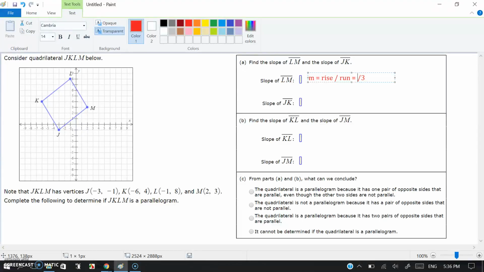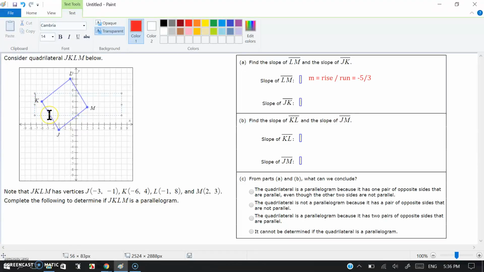So what's my rise? My rise is going to be negative because I'm going down. From point L to point M, I'm going down. So my rise will be negative. But how much am I going down? If you count it, you'll get 5. So that's my slope for my LM. My slope is -5 over 3. Okay? Now let's look at my JK.